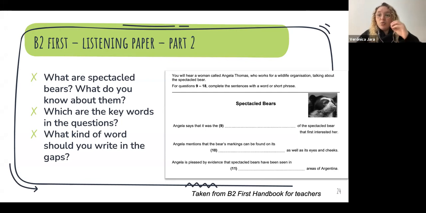So after you ask students to underline or highlight the key words, you ask them to think of what kind of word or what kind of information they would need for each gap. For instance, if we look at the first sentence, number 9 here, Angela says that it was the of the spectacled bear that first interested her. What kind of word could we expect? I've got something in the chat.